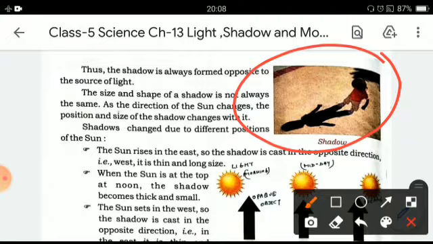The size and shape of a shadow is not always the same. As the direction of the sun changes, the position and size of the shadow also change with it. Shadows change due to the different positions of the sun.